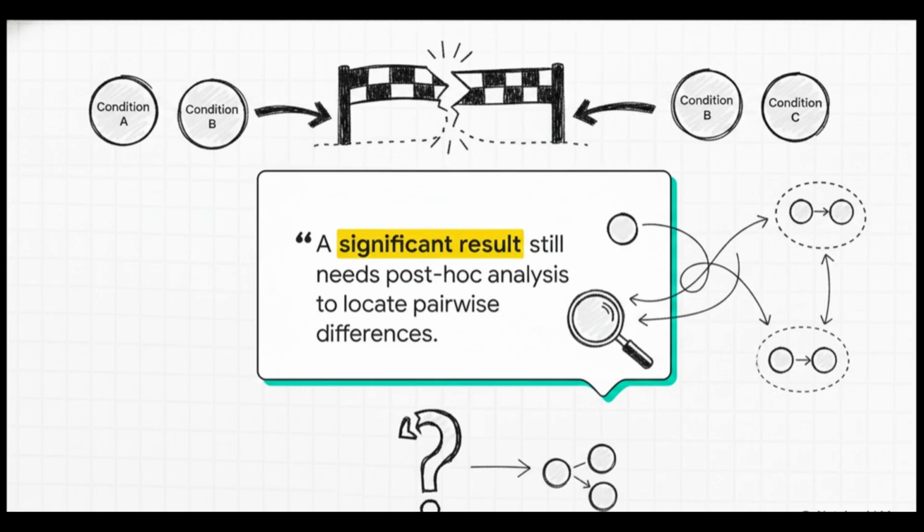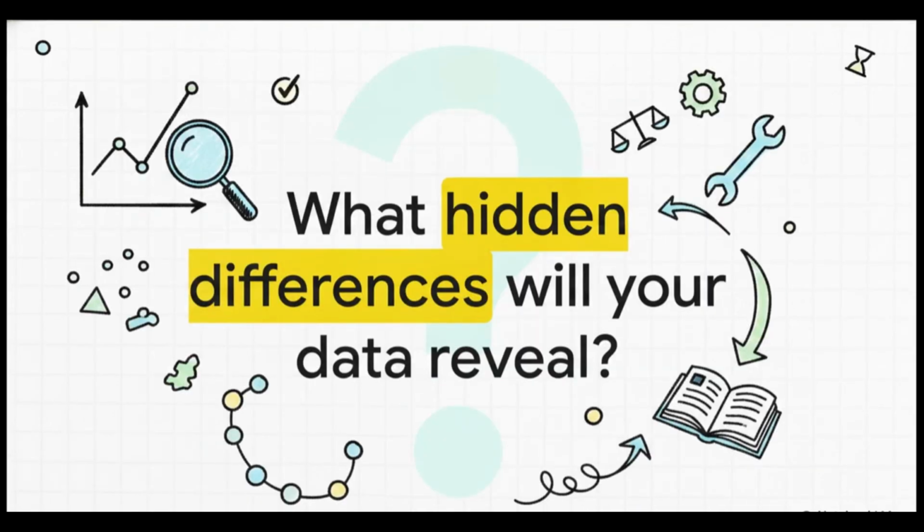To actually locate those specific pairwise differences, like to know for sure if month 1's blood pressure is truly different from month 3's, you absolutely must do the post hoc analysis. It's non-negotiable.